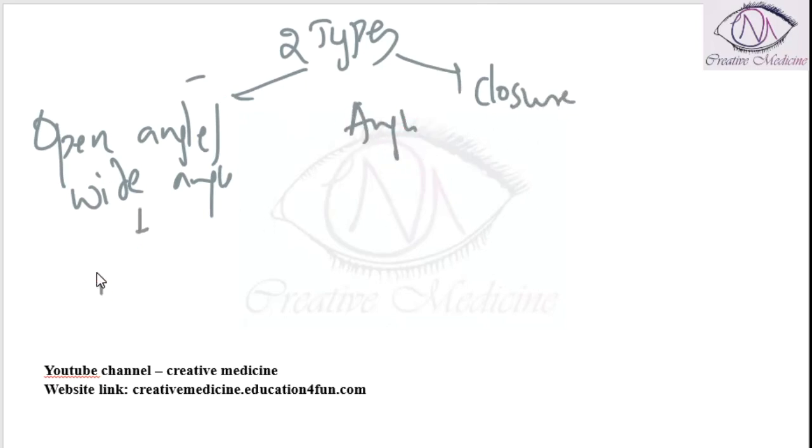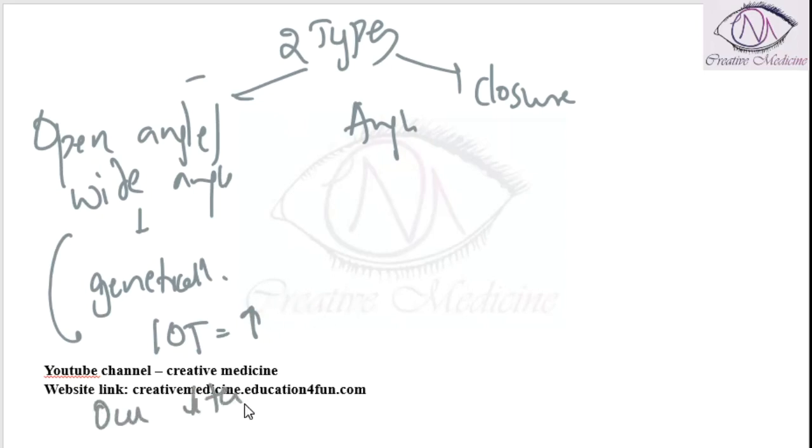Open angle glaucoma is seen in a genetically predisposed degenerative disease. It mainly affects the patency of the trabecular meshwork. Here the intraocular tension increases insidiously, so ocular hypotensive drugs should be given on a long-term basis.